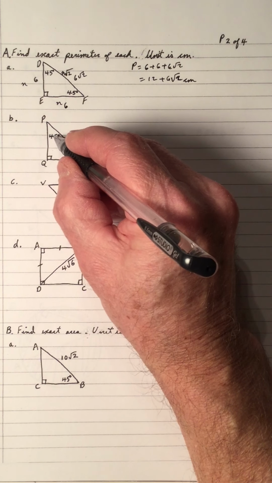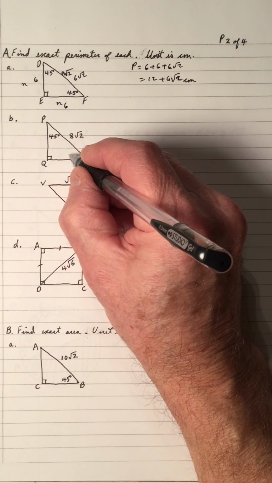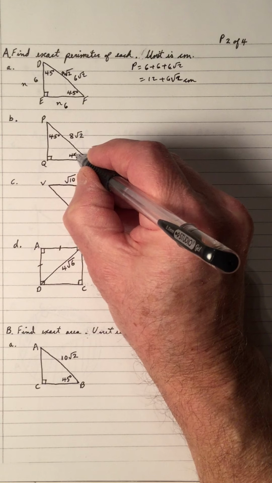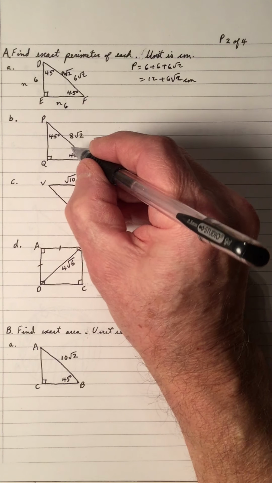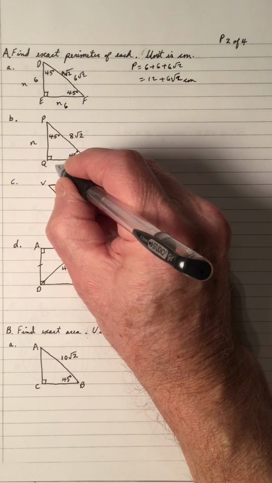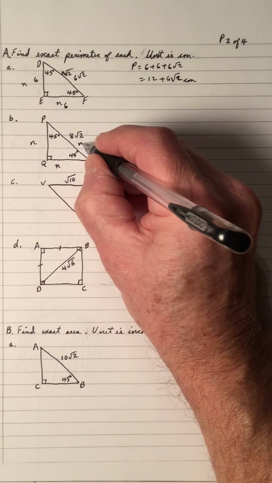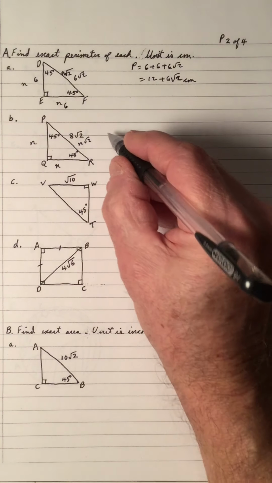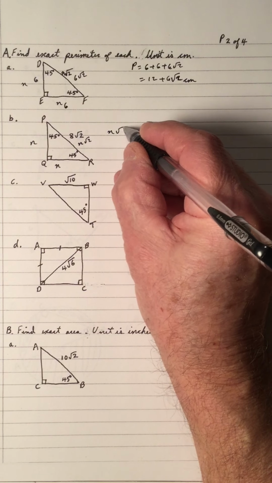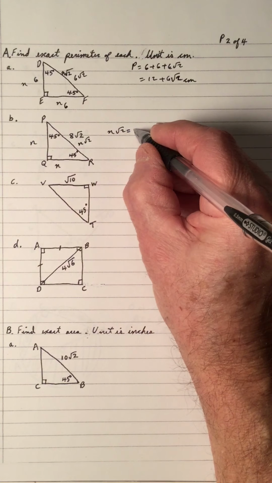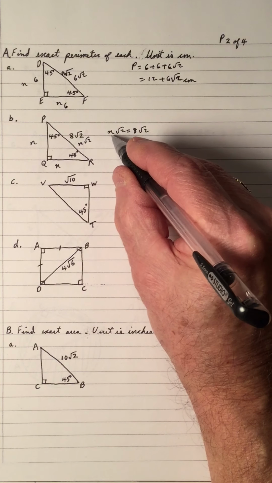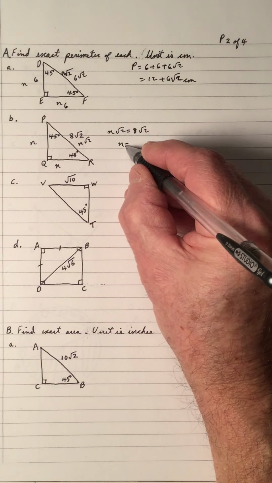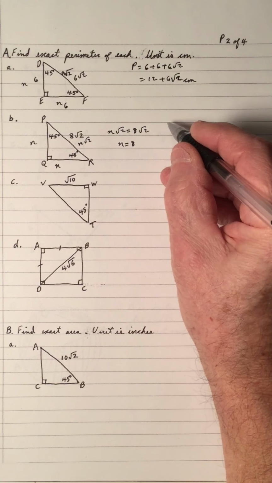B, we have a 45 and 90 angle. So this angle is 45 because it adds up to 180, two angles equal. That means this side is n, this side is n, and this side is n root 2. And we can see that n root 2 must equal 8 root 2. And it's fairly obvious that n must be 8 without even dividing.